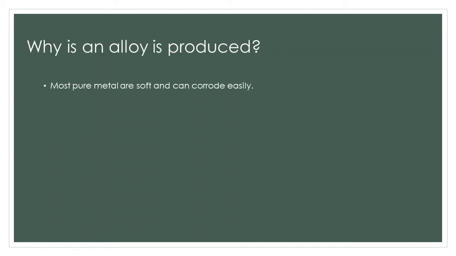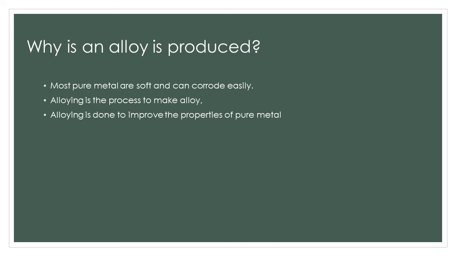Why is an alloy produced? Why do we have to create alloys? Because most pure metals are soft and can corrode easily. Alloying is the process to make an alloy. So how to make an alloy? The answer is alloying. So why do we have to produce alloys? Because most pure metals are soft and very easily corrode.